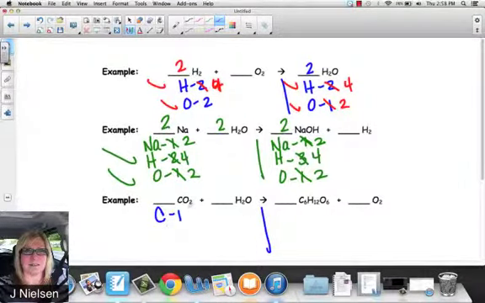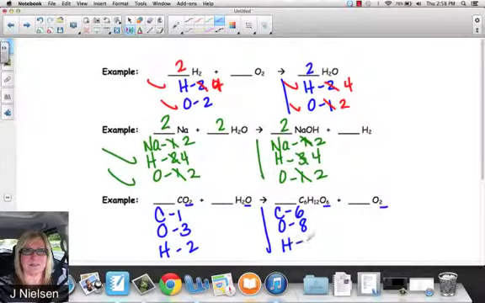C, I have 1. O's, I have 3. 2 here and 1 here. And H, I have 2. Carbon, I have 6. O's I have 8, 6 and 2, and H I have 12. So let's start with the carbons. 6 and 1. Well, very easily I'll put a 6 here. That changes my oxygen though. 6 times 2 is 12, plus 1 is 13.